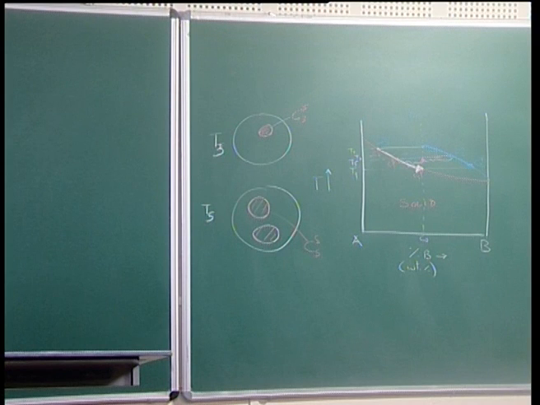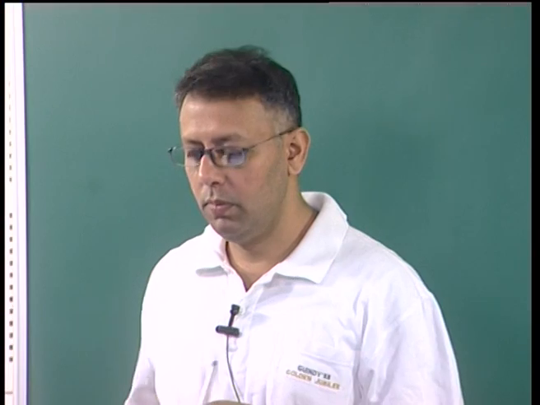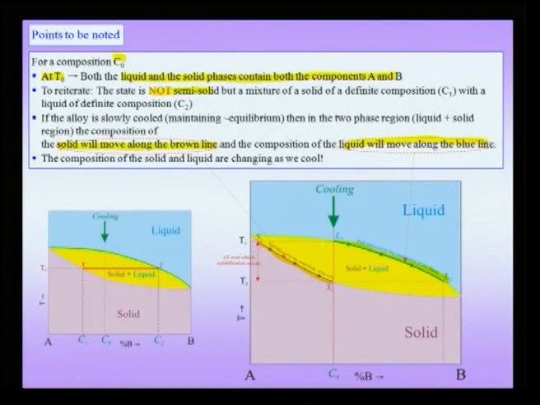So, coming back to our slide, we note once again that the composition of the liquid is changing along this line as I slowly cool, and the composition of the solid is changing along the solidus line as I slowly cool. This is a very important note, and therefore I bring to focus the utility of the tie line construction and the lever rule for computing the fractions, and also knowing the composition of the solid and liquid which are in equilibrium.